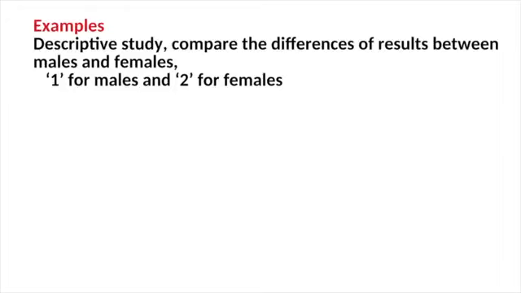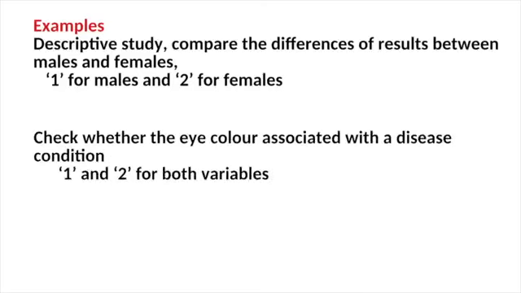Or else a researcher may want to check whether the eye color is black or other of a study population is associated with the presence of a disease condition, and here, he or she may assign numbers 1 and 2 for both variables, in other words, for the different eye colors and for having or not having the disease. By doing this, the researcher is not indicating that either the eye color or the presence and absence of the disease are more or less in relation to each other, indicating that categories do not represent any order.